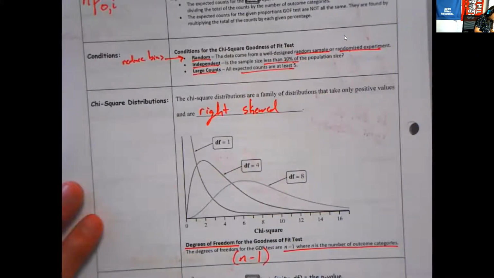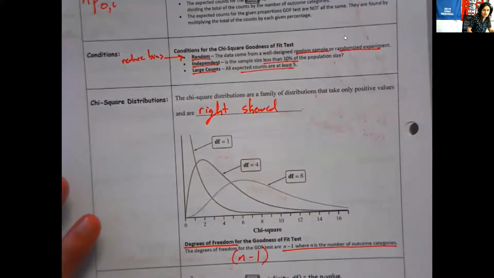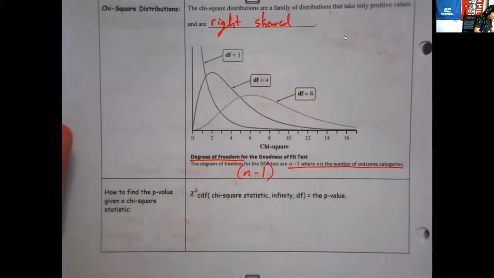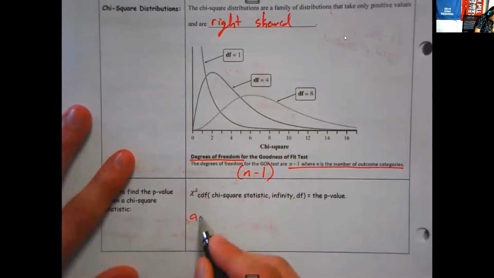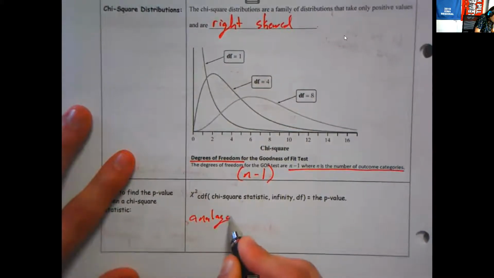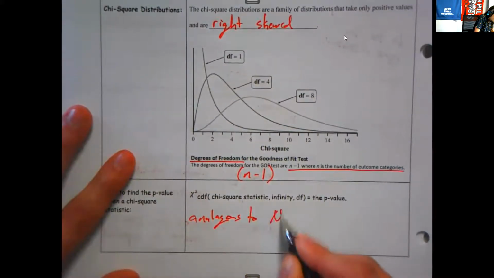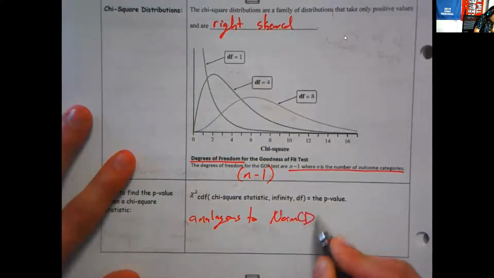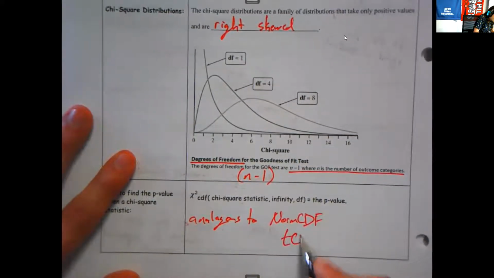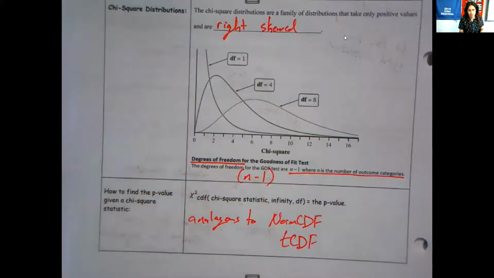How to find a p-value given a chi-square statistic? We have this chi-square CDF down at the bottom. This is analogous to your norm CDF and your t-CDF, like we've seen. So we can find probabilities of given chi-square statistics using our chi-square CDF, or we're going to actually just use our calculator in the chi-square test more often than not.